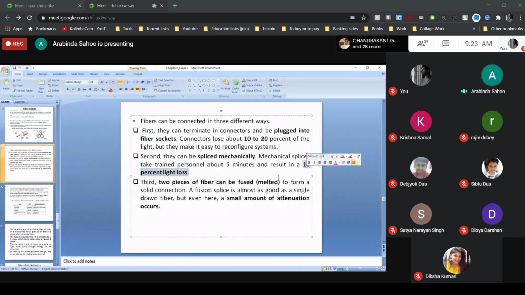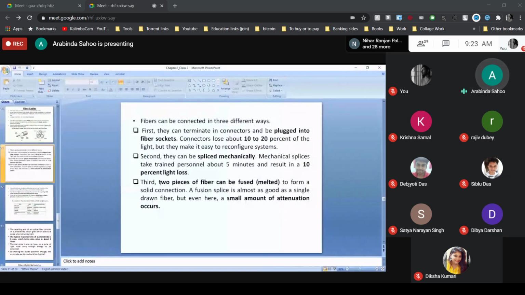So in the case of a fiber socket, the loss is around 10 to 20%. But if it is spliced mechanically, there is a 10% light loss.